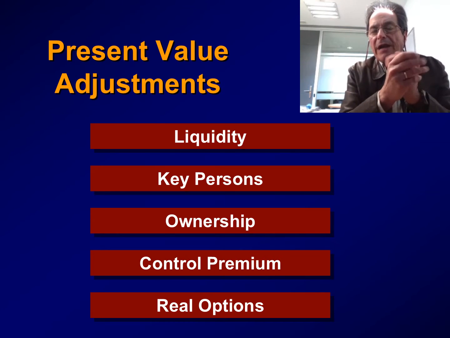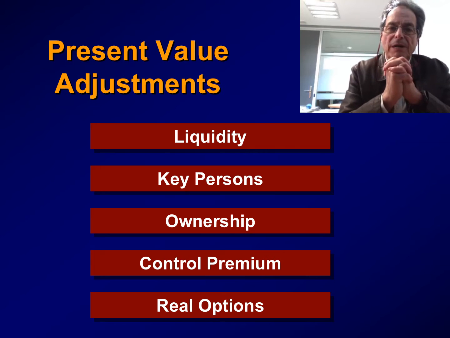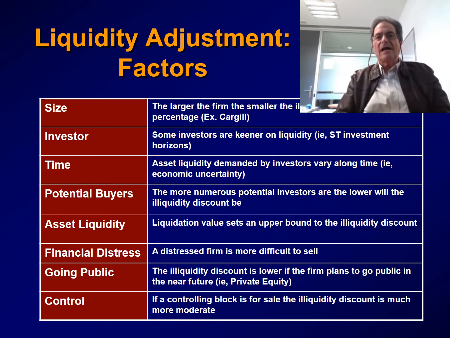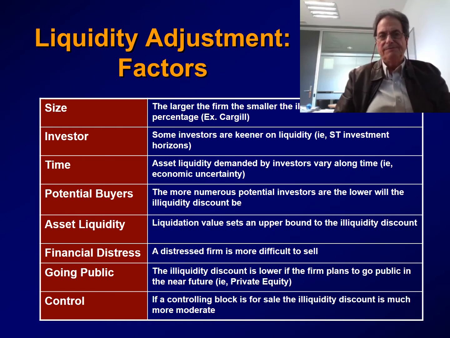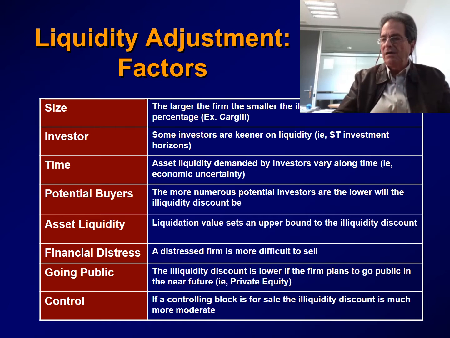The adjustments regarding present value will be classified into 5 groups: liquidity, key persons, ownership, control premium, and real options. Let's start with the liquidity adjustment. This adjustment is very difficult to do because it depends on many factors and is very particular to every case that we are analyzing.